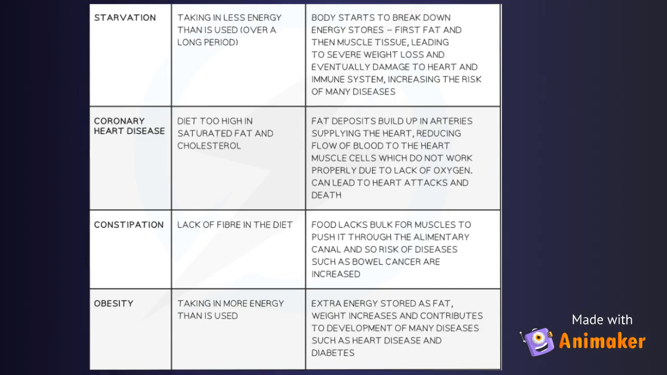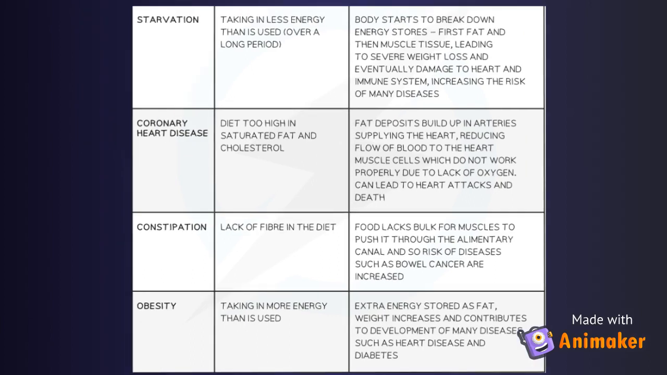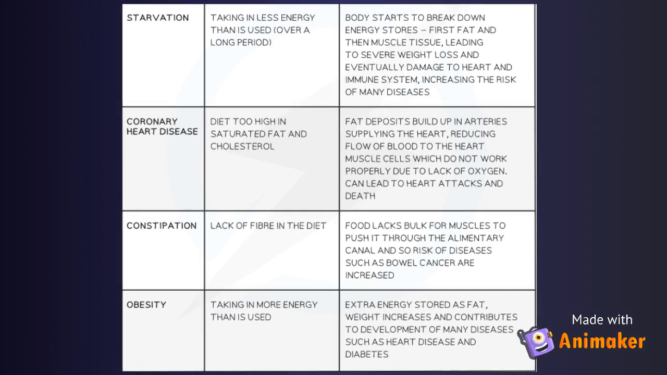The third type of malnutrition is constipation. Now, constipation's cause is lack of fiber in the diet. So, if you're having a lack of fiber in your diet, there are chances of you getting constipation. Its effect will be that the food will lack the bulk for muscles to push it through the alimentary canal, and that is why the risk of diseases such as bowel cancer is increased.